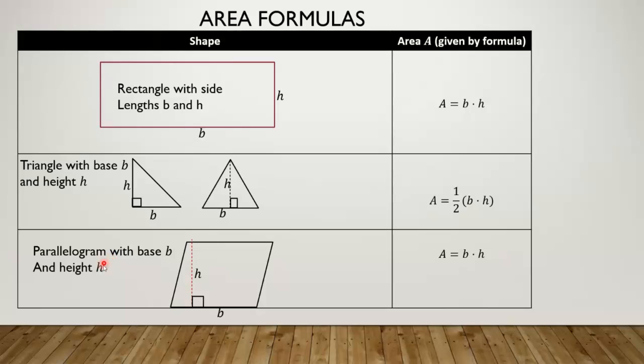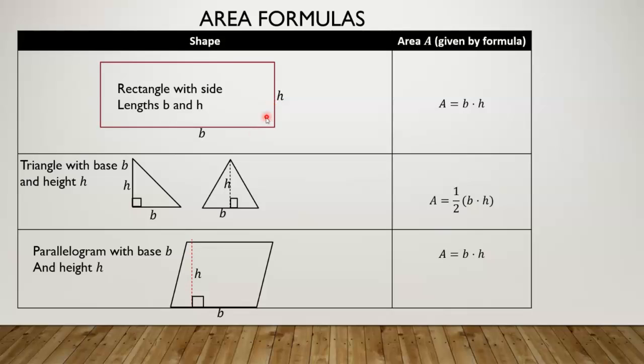You do have to be a little bit careful, because the height, by definition, has to be perpendicular to the base. Perpendicular just means that the height and the base have to form a 90-degree angle. That's what this little square here is indicating.